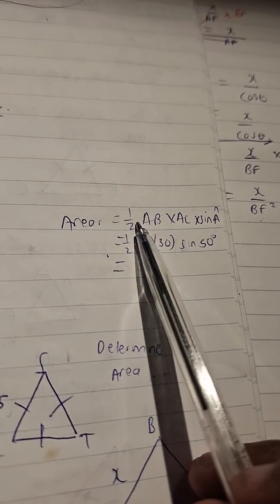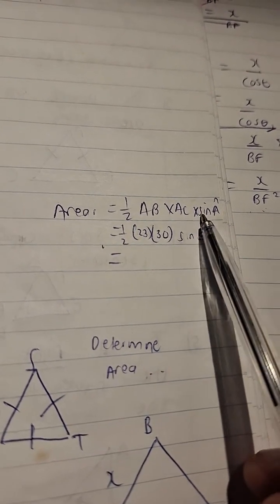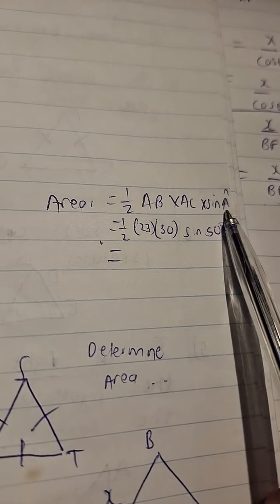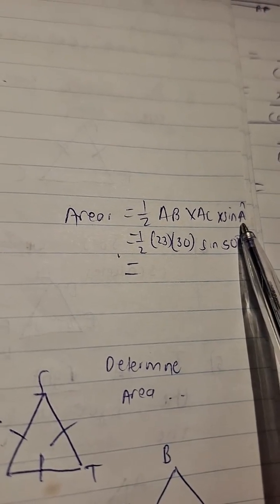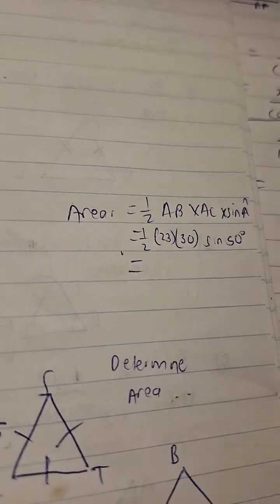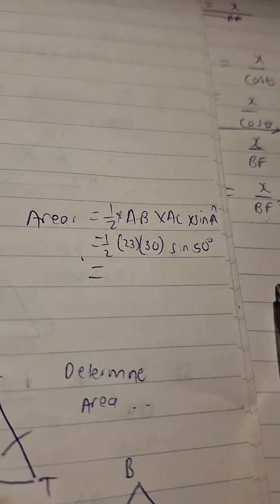And the area rule, like I said, is half the product of the two adjacent sides times sine of the angle that is included. Okay, Sam was asking, why are we using sine? Because it is part of the formula for the area rule. The area rule has sine in it.